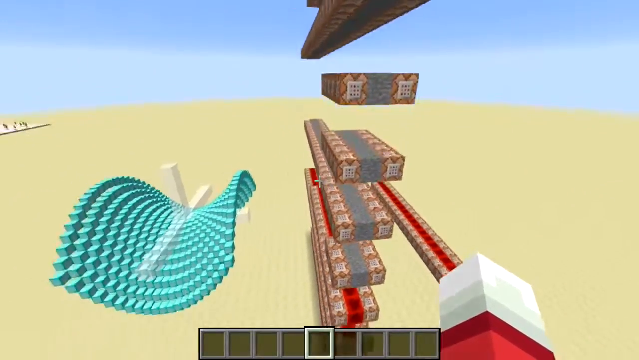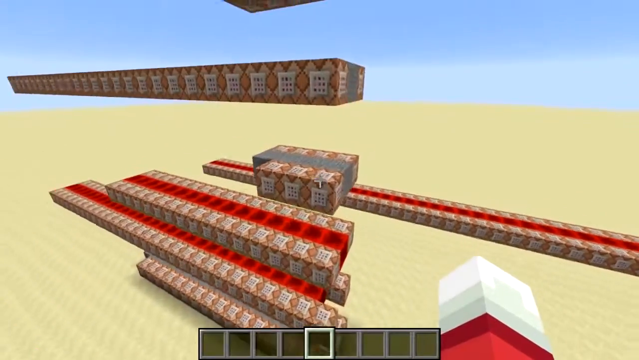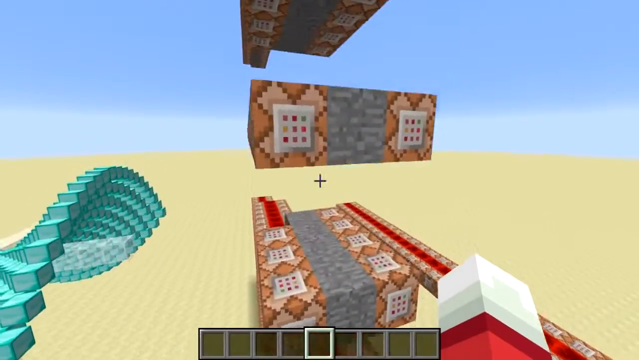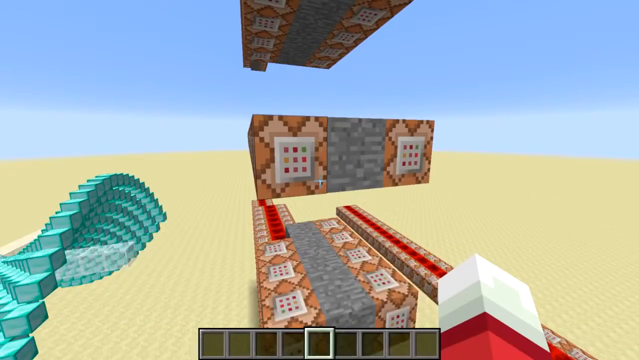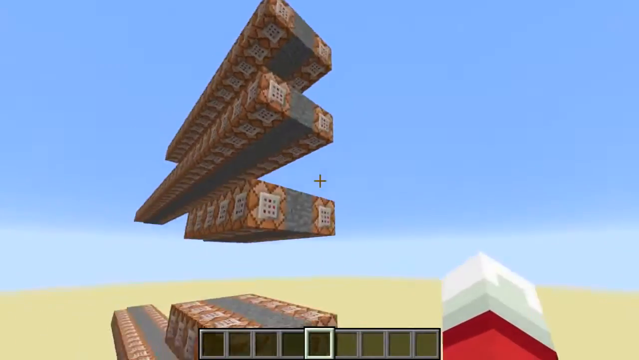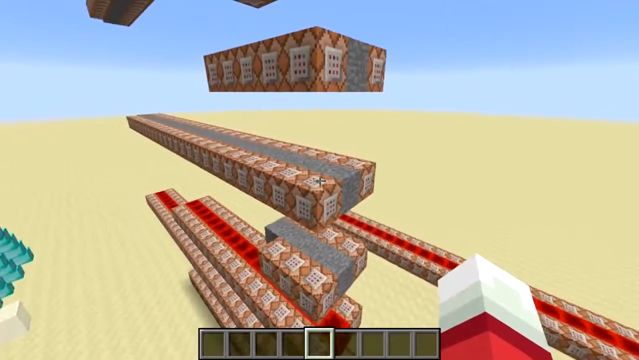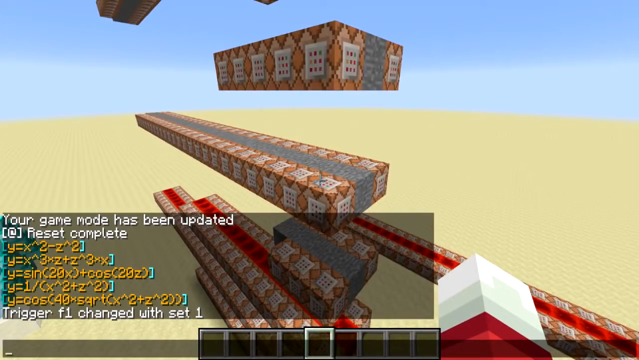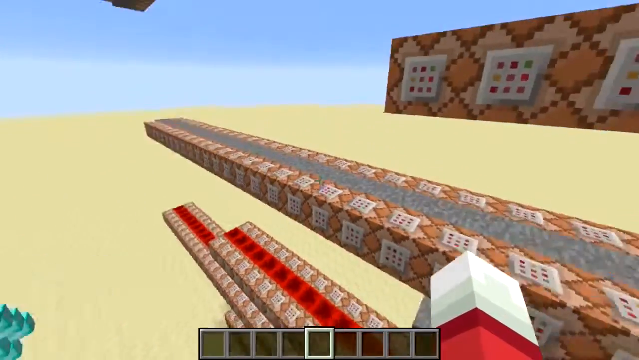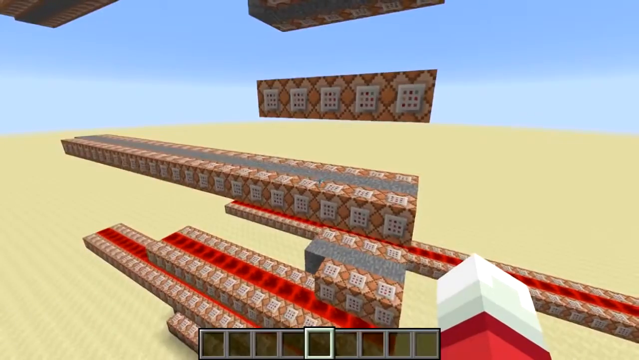Each of these is a function. This is the first function, which is x squared minus z squared. This is the second function, x cubed, whatever. This one, actually I think they're out of order, but this one's sine 20x plus cosine 20z. And I actually have an approximation of sine and cosine built into these command blocks.